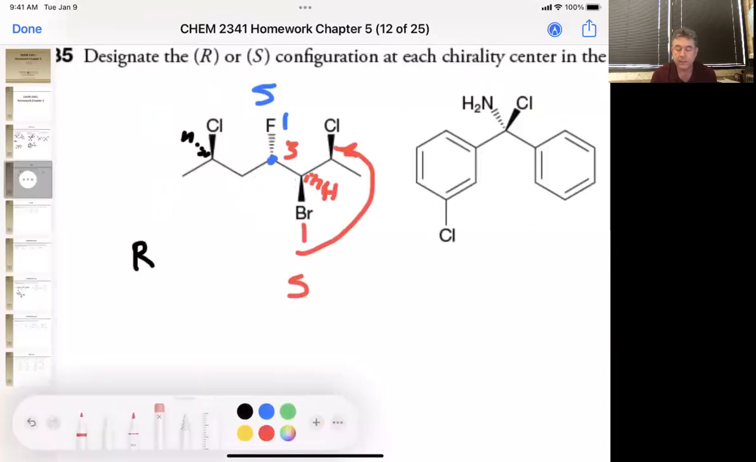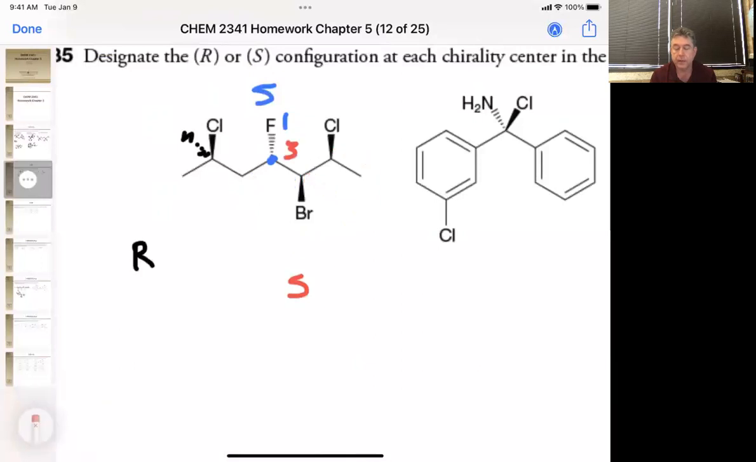All right, now let's talk about assigning the priorities here. We have a chlorine and a fluorine on here that we're trying to look at. The bromine is attached directly to the carbon, and then this carbon and this carbon are the same, so we have to use rule 2 and go out. The chlorine is higher than the fluorine, and so that gives us our number 2 designation. This is our number 3 designation, and our hydrogen is number 4.